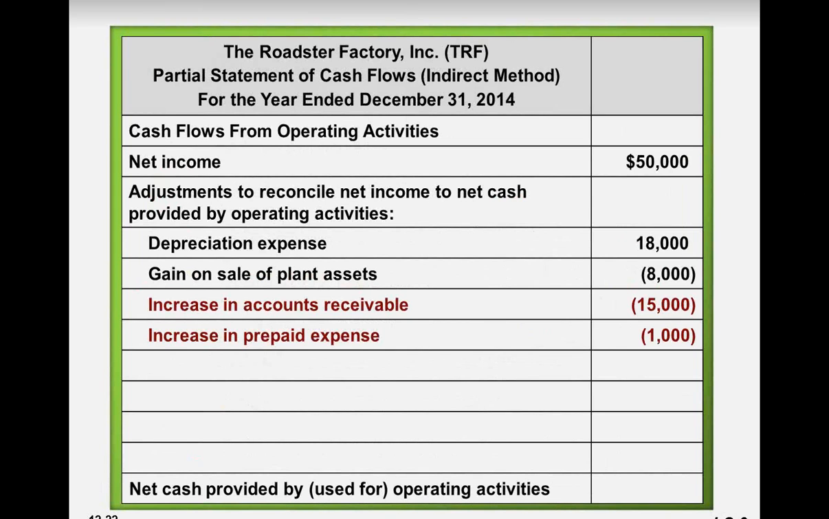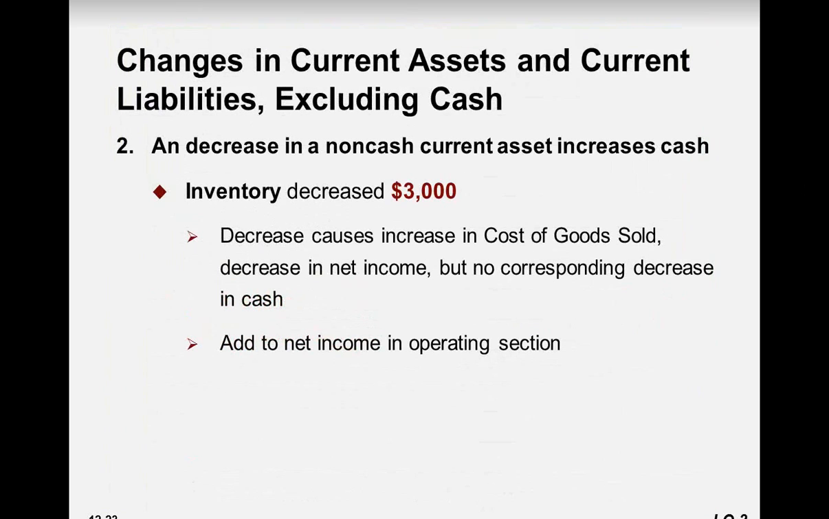Okay, and then we had a decrease in inventory. So how does a decrease in inventory happen? Well, a decrease causes an increase in cost of goods sold, right? We sold more. Because we sold more of our inventory, but there was no cash that transpired because of that, we need to add that to our net income.